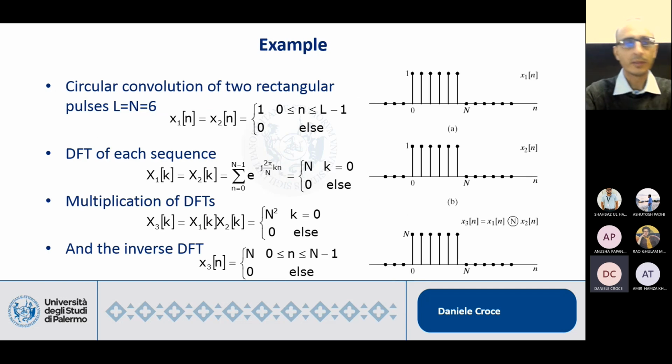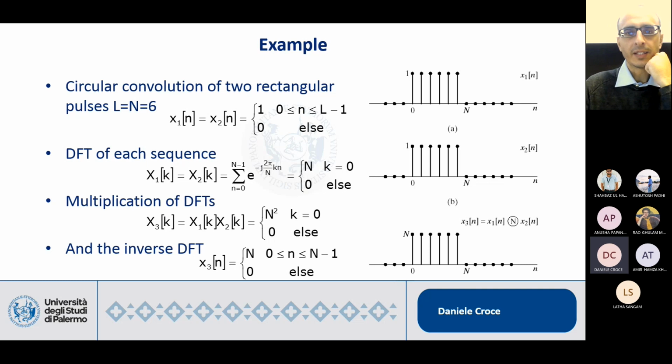Okay, so let's see an example. To make it easier to understand, let's consider the circular convolution of two rectangular pulses. So x1 and x2 are the same, two sequences of length 6. It's defined between 0 and capital N minus 1, and it's 1 here and 0 outside.